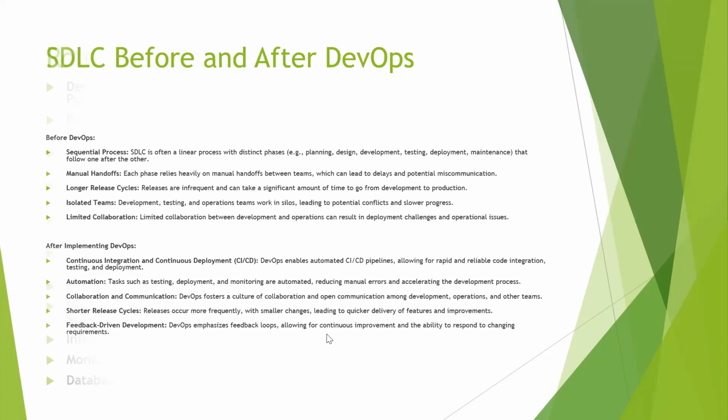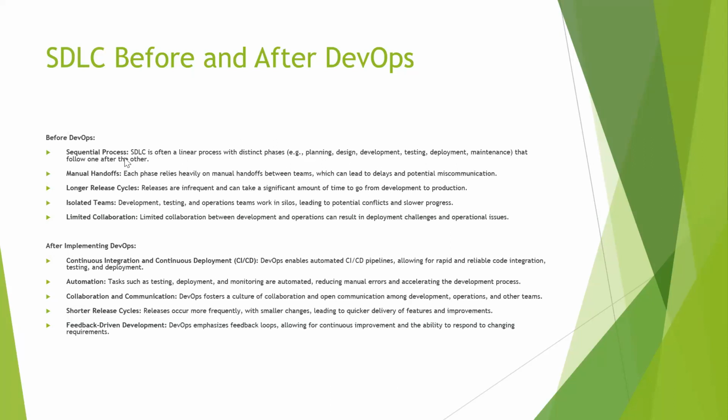Now we will try to understand how this SDLC is before and after DevOps. How this DevOps is incorporated with the SDLC concept, and how it is giving an added advantage to the software development lifecycle. Let's see by this slide. So here, before DevOps, the SDLC is like a sequential process. That means every step is going one after one, and it is waiting for the previous step to finish. So that is a sequential process.